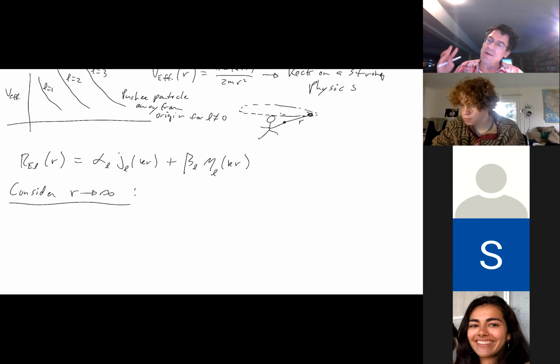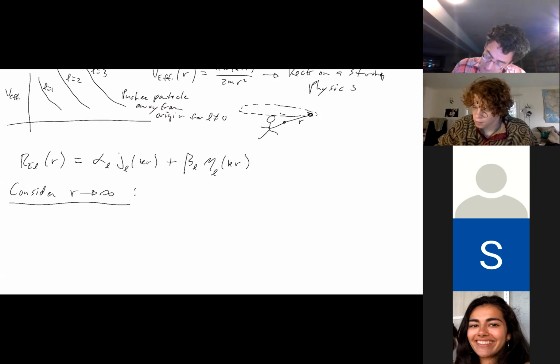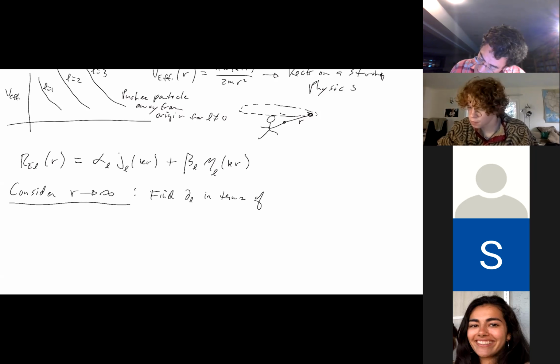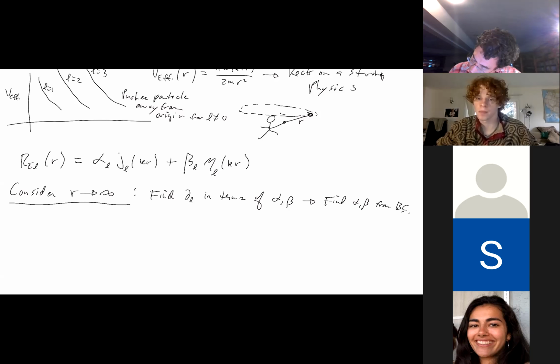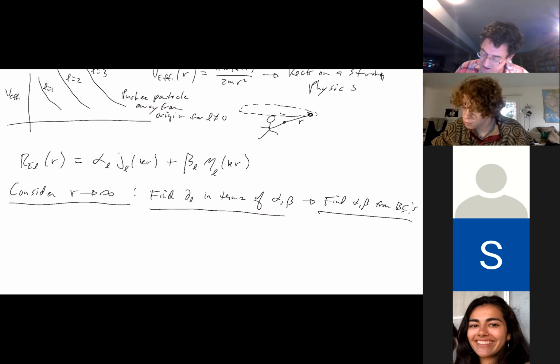Because what I'm going to do is I want to find the phase shift. Because by considering the asymptotic solution, we can find the phase shift. And so I want to find delta L in terms of alpha and beta. And then I can find alpha and beta from the boundary conditions. That's what I want to do. Okay, so that's just the order of operations. So let's find the phase shift first.